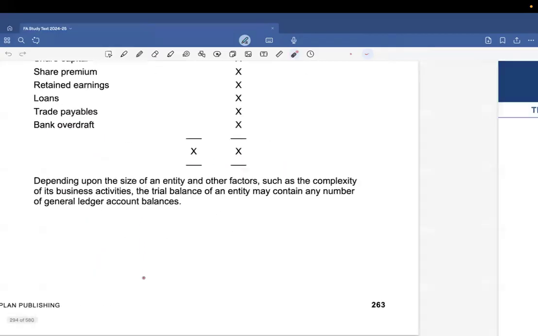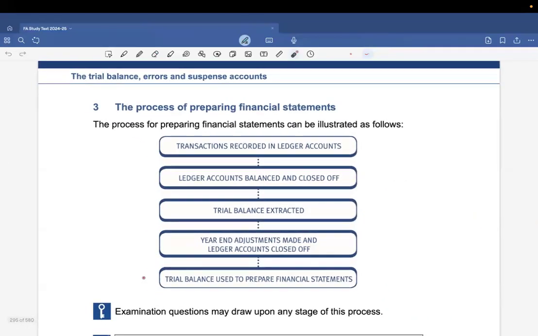Clear? Okay. Now, the process of recording a transaction is very simple. You're going to take it onto the ledger account. Clear? And then you're going to find the BF, that is the balance brought forward, for the next year. And then you're going to take that into the trial balance, which is called an extraction. Clear? And from the trial balance, if there are any errors, you're going to adjust those errors.